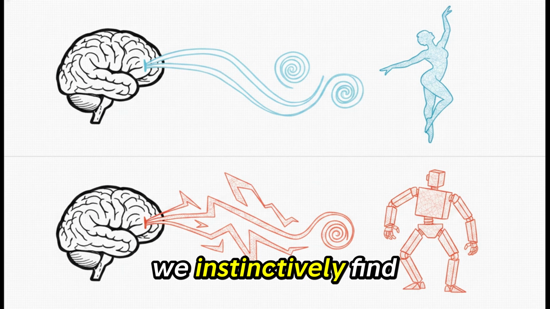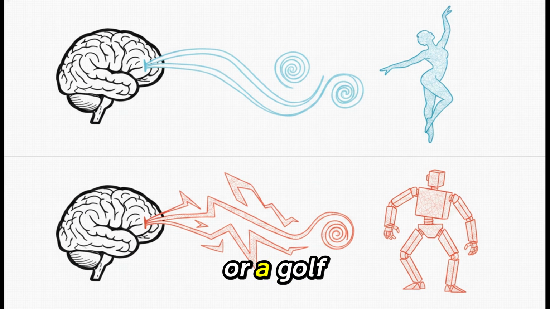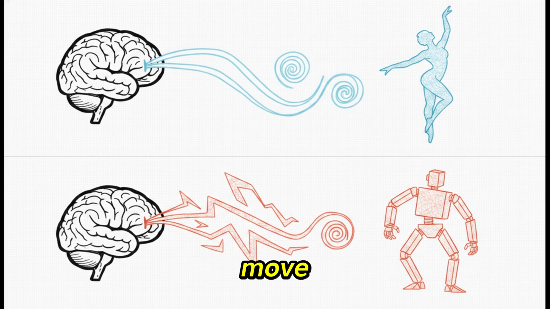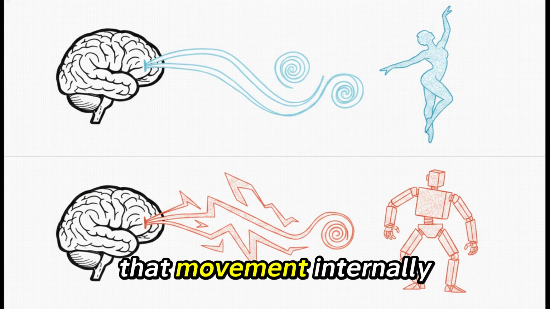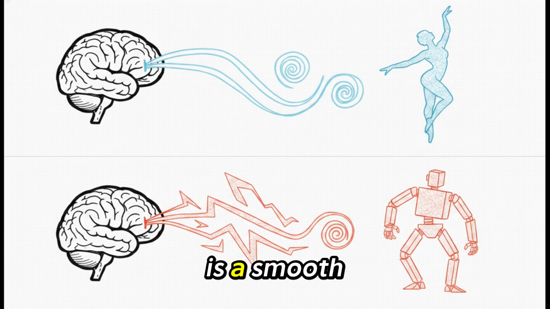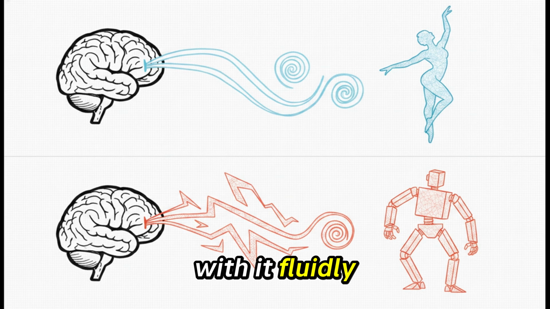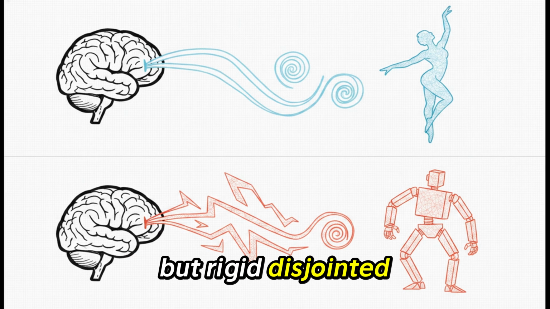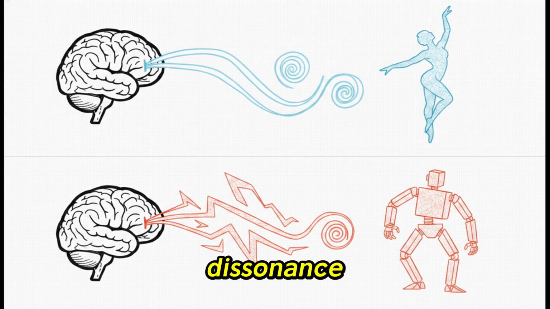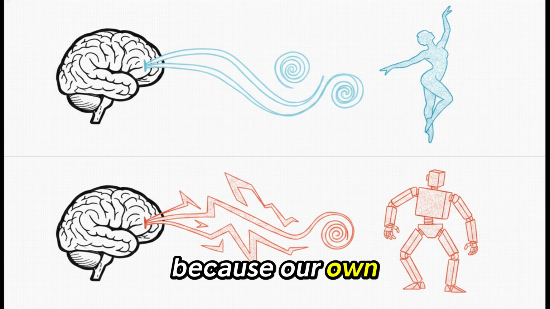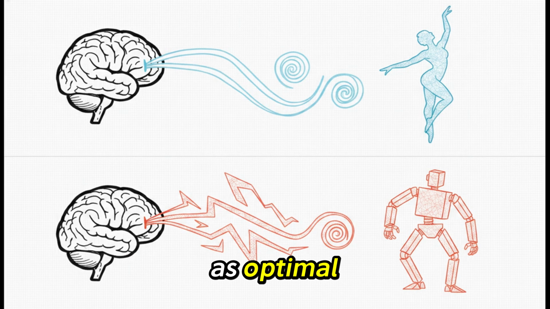So why do we instinctively find the arabesque or a golf swing so beautiful? Well, the secret lies in our mirror neurons. When we watch someone move, our brain simulates that movement internally. If the movement is a smooth, natural spiral, our nervous system resonates with it fluidly. But rigid, disjointed movements, they cause neurological dissonance. We inherently appreciate a perfect spiral because our own biology recognizes it as optimal.